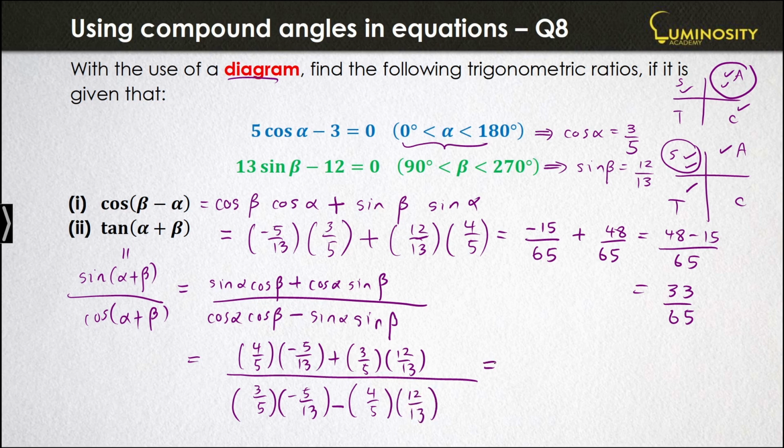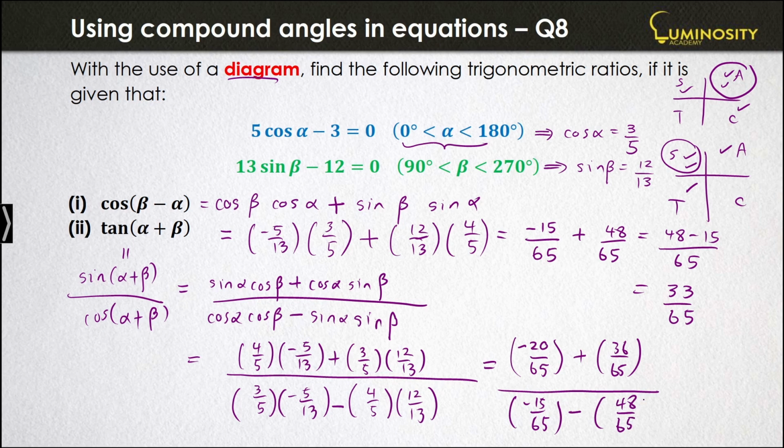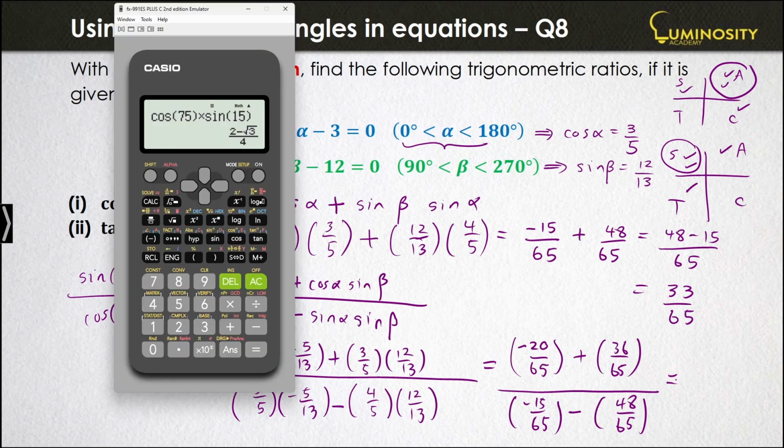Okay, now we just need to work out. So let's do the numerator first and then the denominator. So we're going to have -20/65 for the first term, plus 36/65. Then in the denominator, we're going to have -15/65 minus 48/65. So at this point, I would just plug into a calculator and go ahead. We've shown enough algebraic working out.